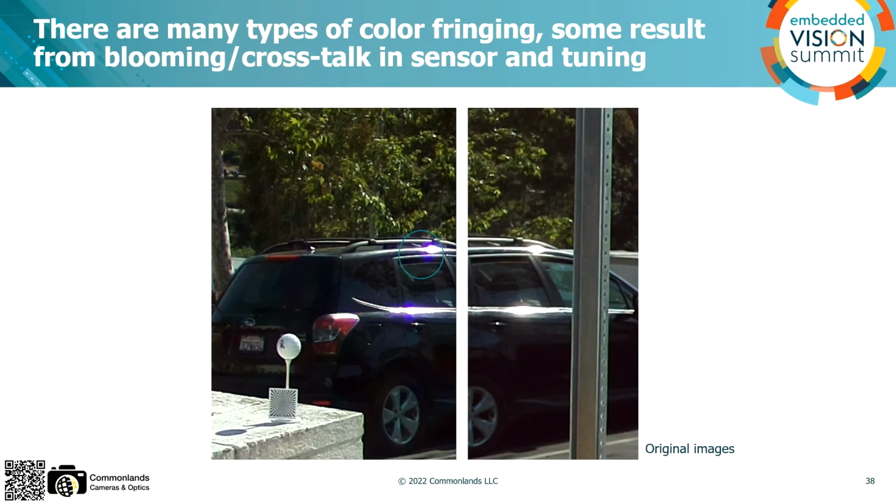The other type of artifact that is commonly mistaken as only chromatic aberration is purple fringing. So purple fringing is related to chromatic aberration, but it's also related to sensor blooming, where some pixels will be oversaturated, and the photons will leak into the nearby pixels. And it's also dependent upon the IR cutoff filter of the camera.